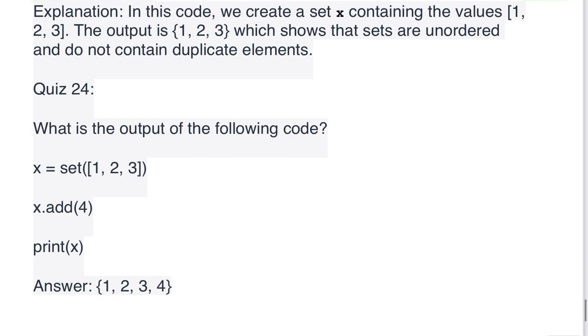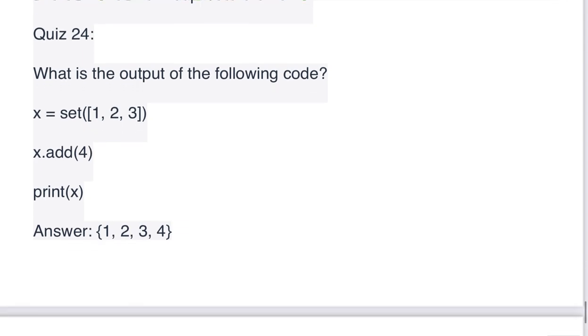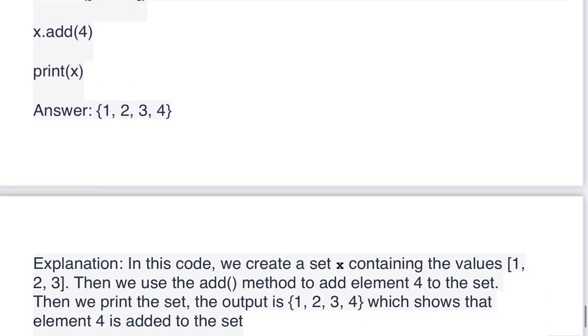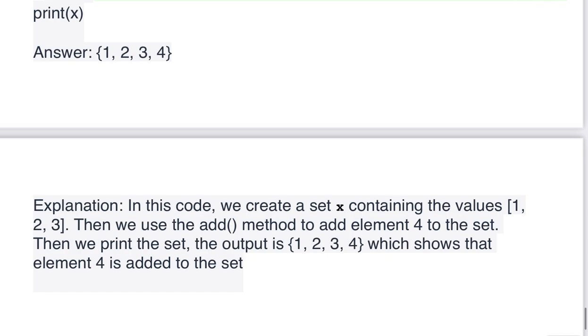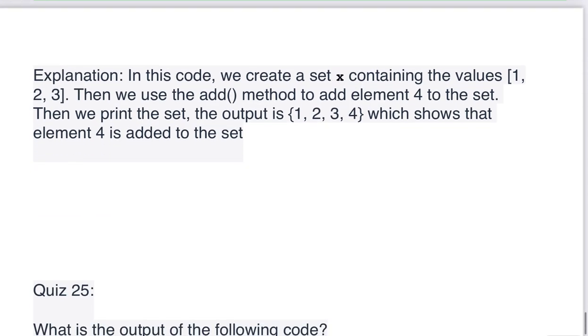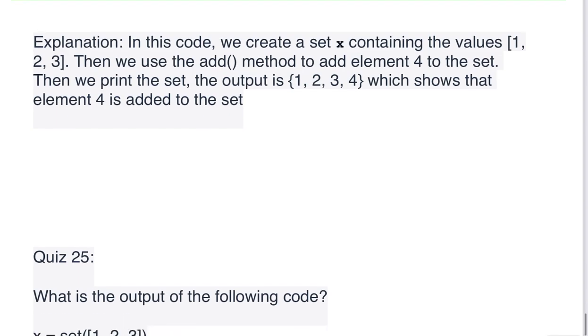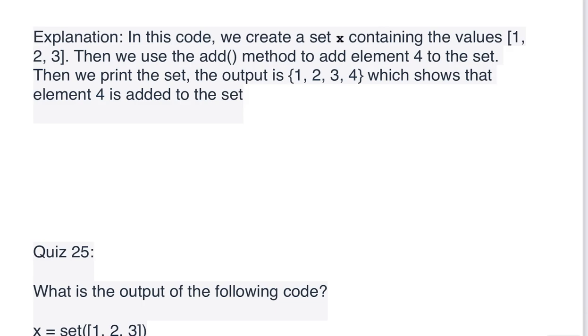Quiz 24. What is the output of the following code? x = {1, 2, 3}, x.add(4), print(x). Answer: {1, 2, 3, 4}. Explanation: In this code, we create a set x containing the values 1, 2, 3. Then we use the add method to add element 4 to the set. Then we print the set. The output is 1, 2, 3, 4, which shows that element 4 is added to the set.